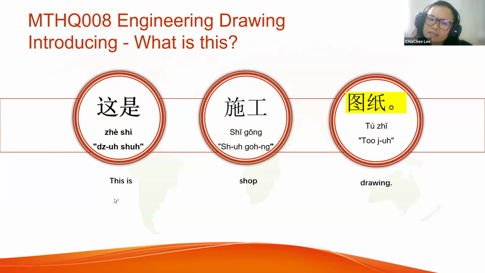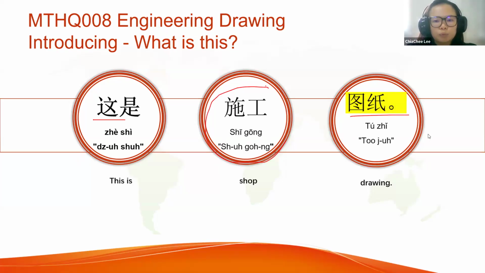Then when asked 这是什么? The answer is 这是图纸. To specify it, again we say 这是施工图纸. 施工 would be G-O-N-G, 公司的公, 施工. So 这是什么? 这是图纸. 这是什么图纸? 这是施工图纸.